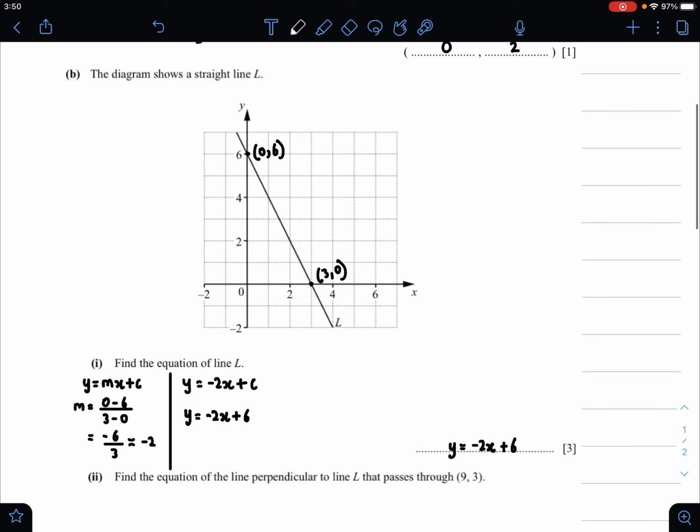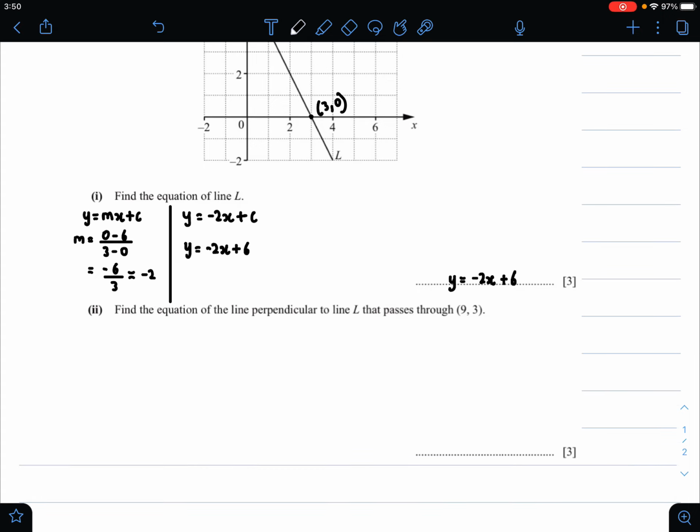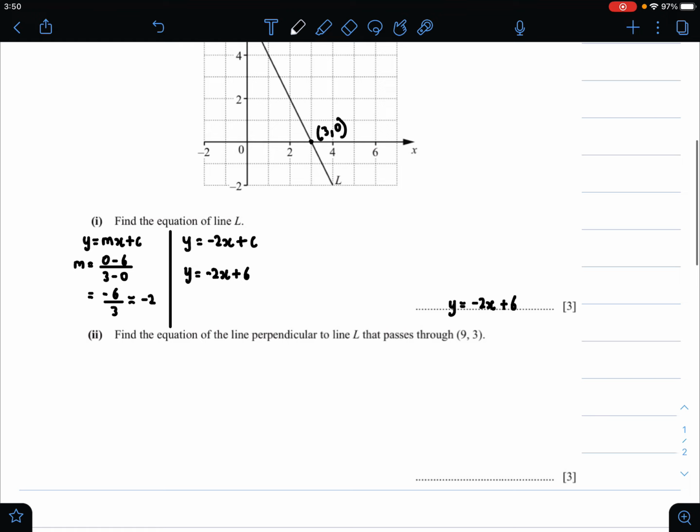Now let's move on to B part 2. So for B part 2, they have asked us to find the equation of the line perpendicular to the line that passes through 9, 3. Okay, so whenever there's a line perpendicular, we can find the gradient by using the formula m1 multiplied by m2 is equal to negative 1. So m1 is the gradient that we already found, that is minus 2, multiplied by m2 is equal to minus 1. Now we can cancel the minus and the minus, so therefore m2 will be equal to half. So we can write y is equal to half x plus c. This is for the perpendicular line.